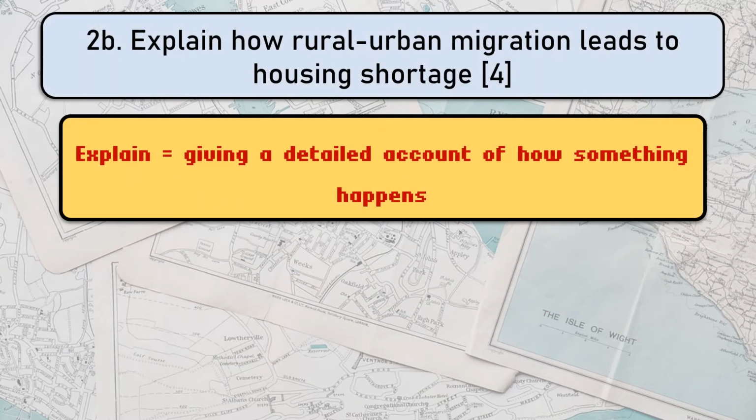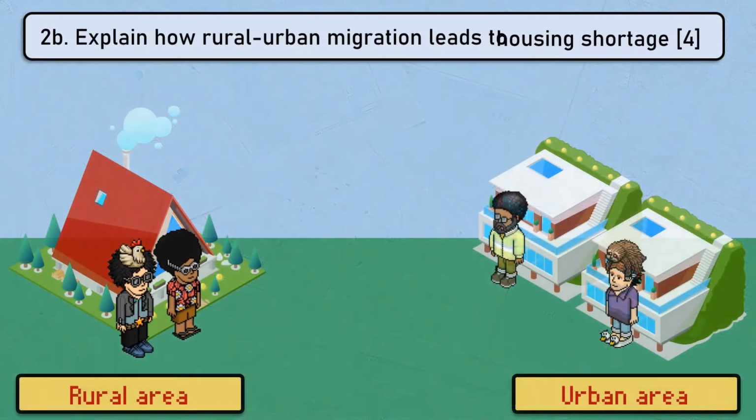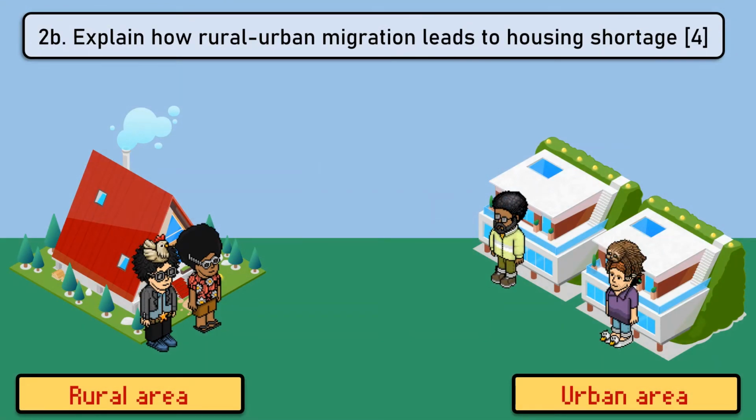Explain how rural-urban migration leads to housing shortage. When I use the command word explain, it means giving a detailed account of how something happens. For example, how does A lead to B? So how does rural-urban migration lead to housing shortage? Here's a graphic to explain this. On the left, you have a rural area. On the right, you have an urban area.